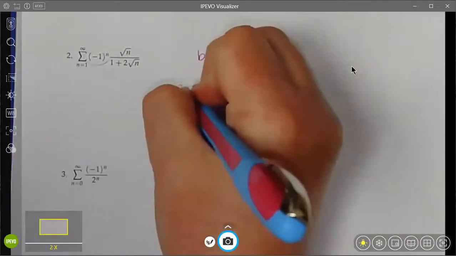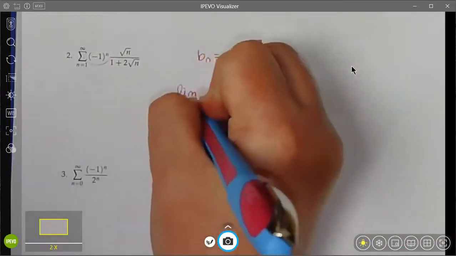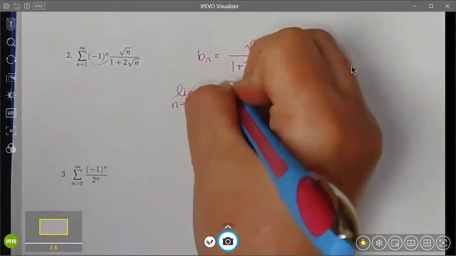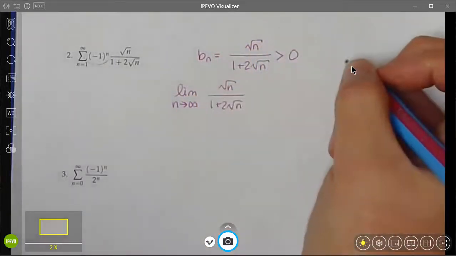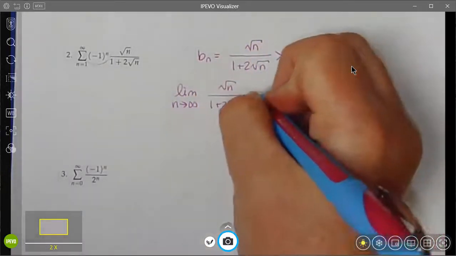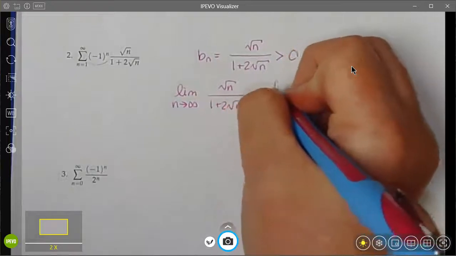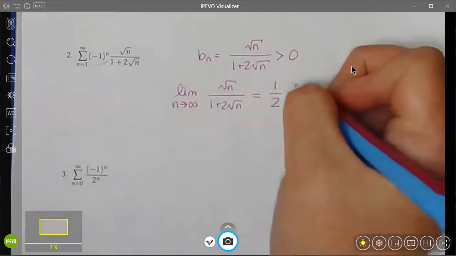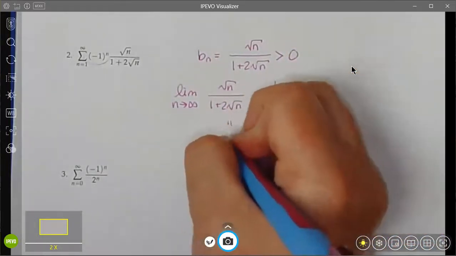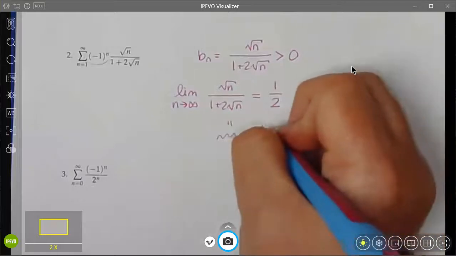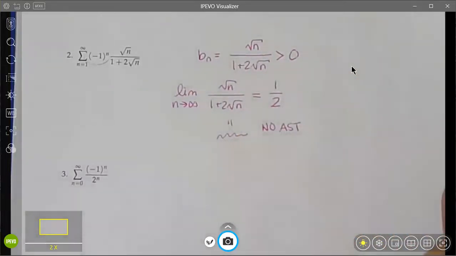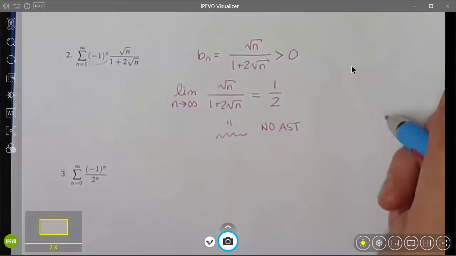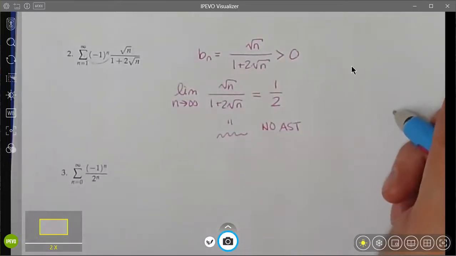My limit as n goes to infinity of root n over 1 plus 2 root n is equal to 1/2. Uh-oh, that's a problem. That's not equal to 0. Okay, so this means we cannot use AST on here. And so now we need to set this up for the divergence test.